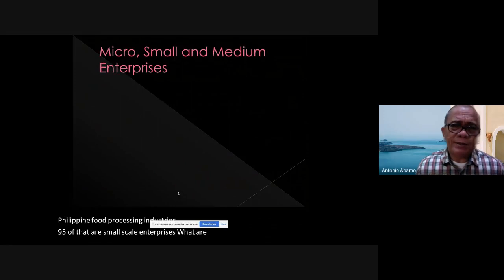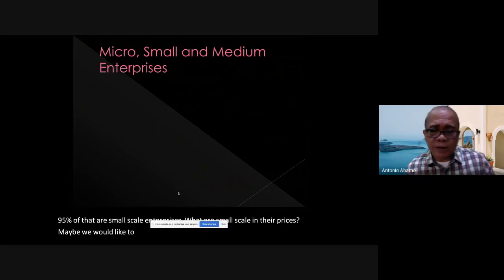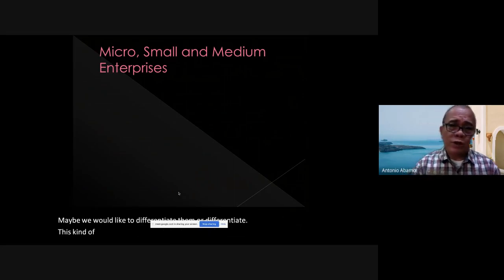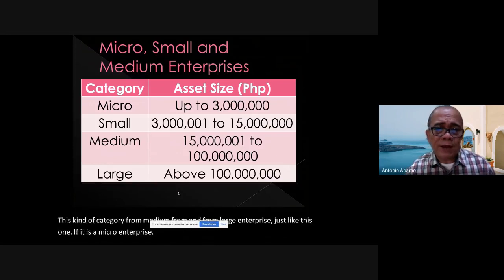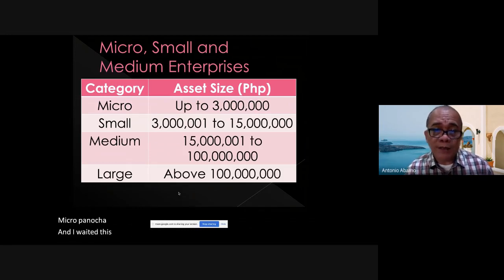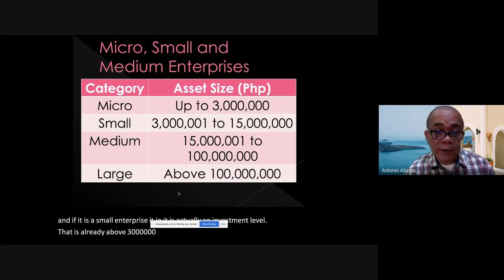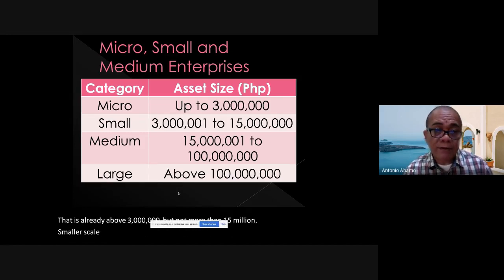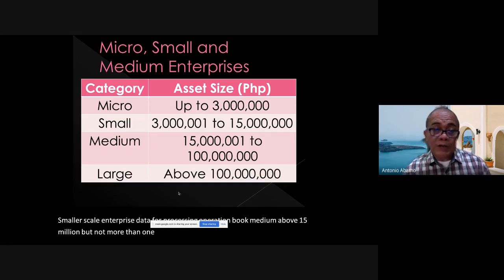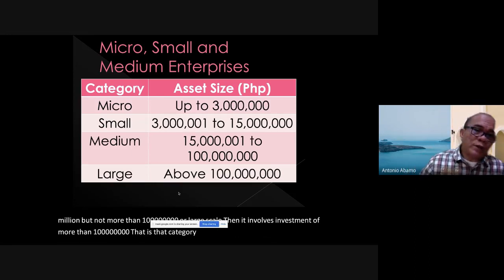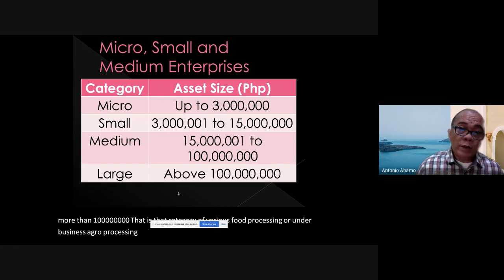What are small-scale enterprises? Maybe we would like to differentiate this kind of category from micro and from large. If it is a micro enterprise, the investment there is only a maximum of 3 million. And when it is a small enterprise, it is an investment level above 3 million, but not more than 15 million. But medium, above 15 million, but not more than 100 million. Or large scale, then it involves investment of more than 100 million. That is the category of various food processing or agro-processing enterprises according to level of investment.